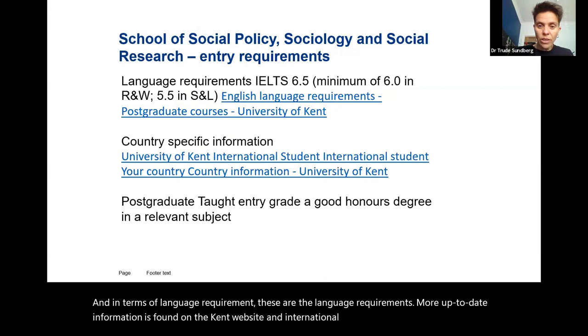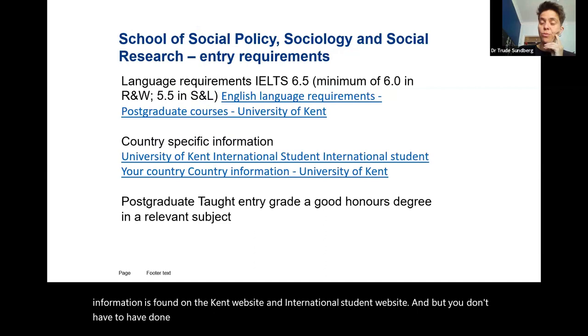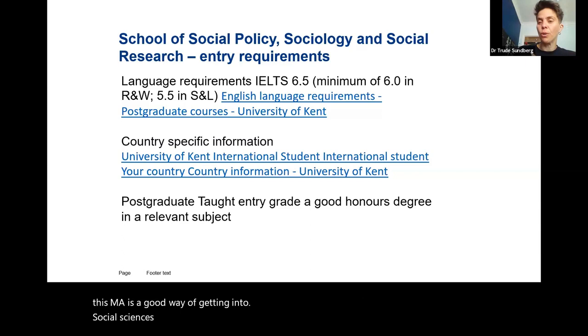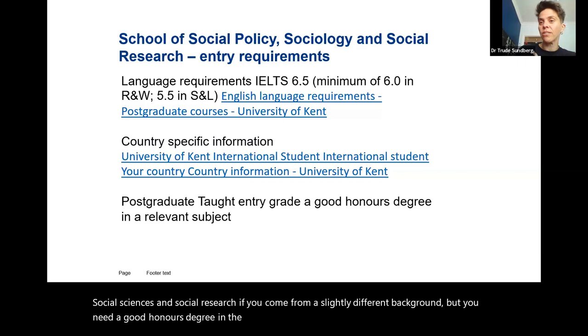But you don't have to have done that much research methods before, and your degree beforehand doesn't have to be in sociology or social policy or criminology. Always just contact me beforehand. This MA is a good way of getting into social sciences and social research if you come from a slightly different background, but you need a good honors degree in a relevant subject.